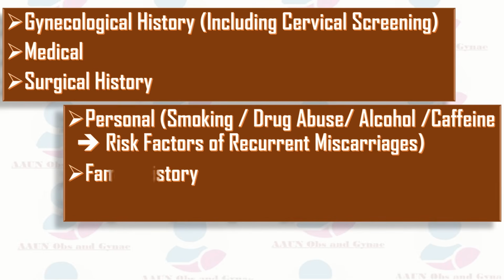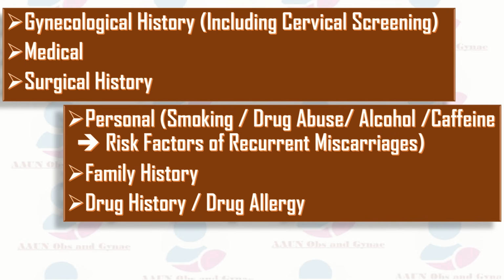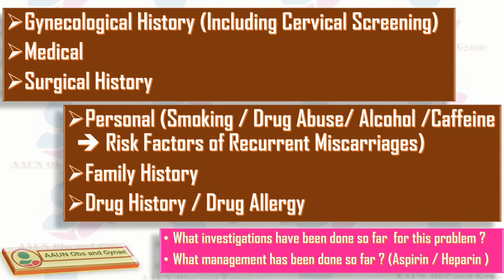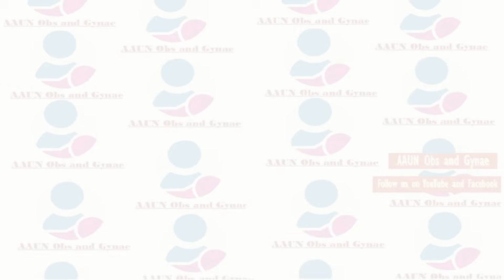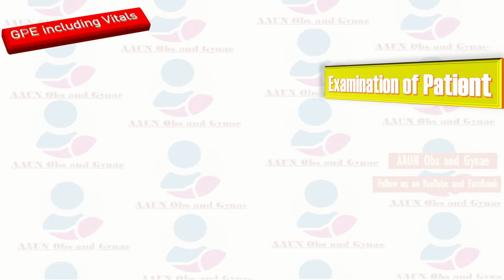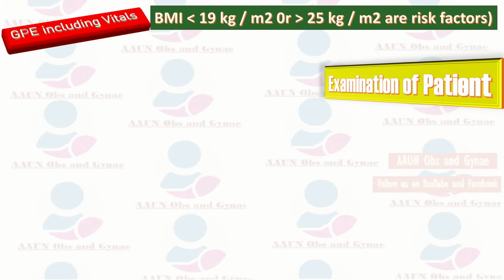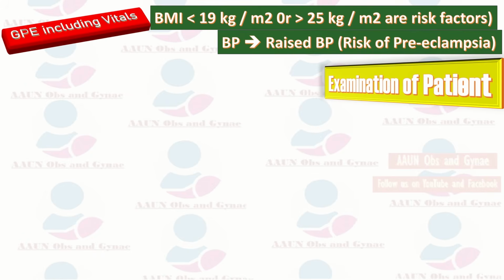Take family history, the drug history and drug allergy, any investigations done so far, what management has been done so far, has she been on aspirin or heparin or not. Then in the examination of the patient, do general physical examination including BMI if it is less than 19 or more than 25 kg per meter square. These are the risk factors. BP is raised, and that is also a risk factor for preeclampsia.